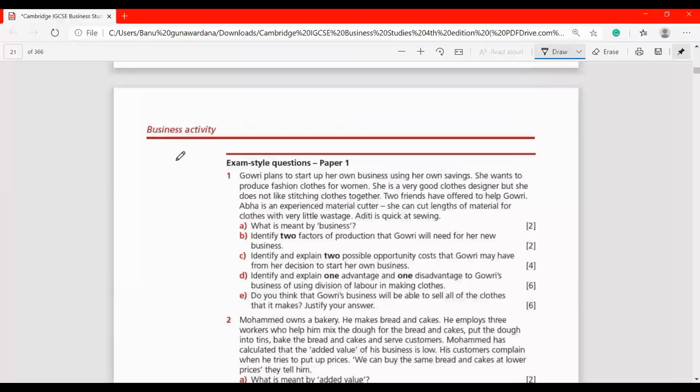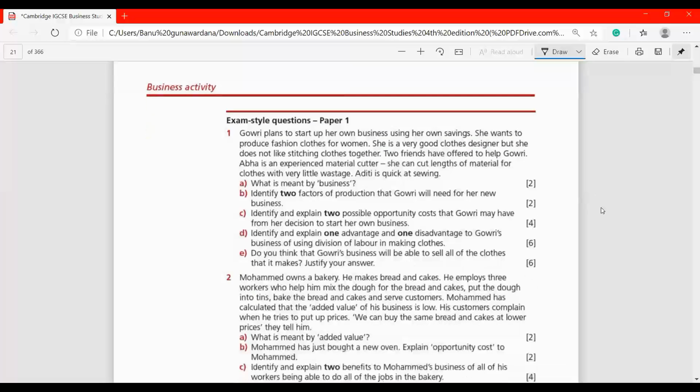Gauri plans to start up her business using her own savings. She wants to produce fashion clothes for women. She is a very good cloth designer, but she does not like stitching clothes together. Two friends have offered to help Gauri. Abba is an experienced material cutter. She can cut lengths of material for clothes with very little wastage. Aditi is quick at sewing.